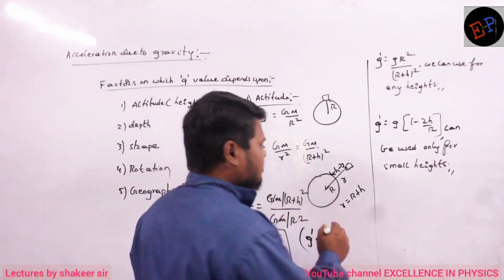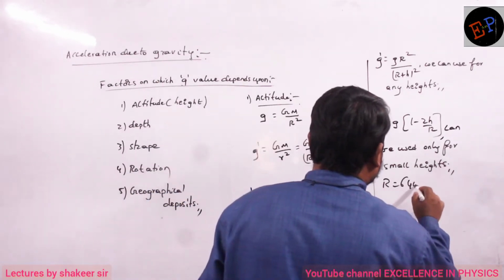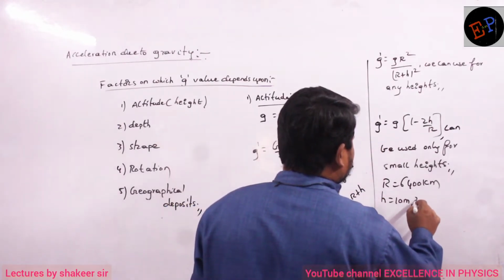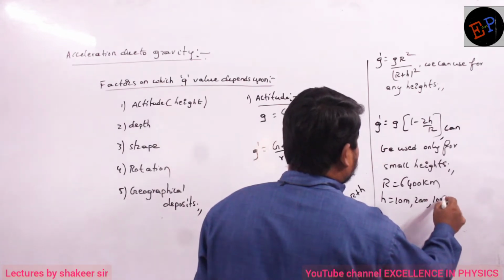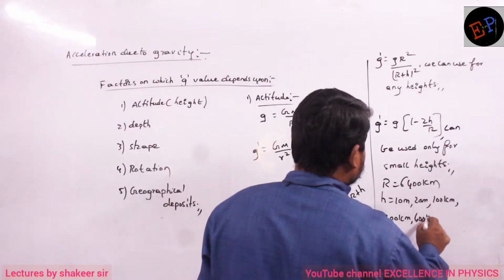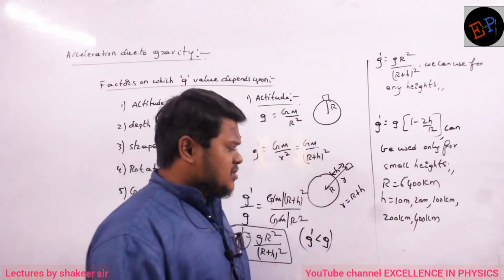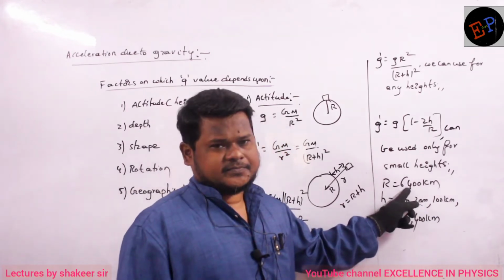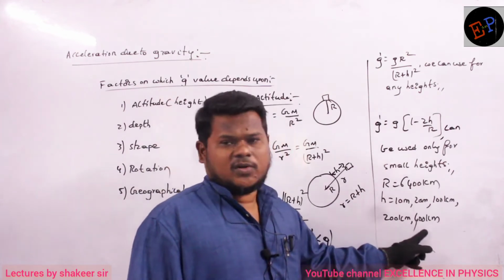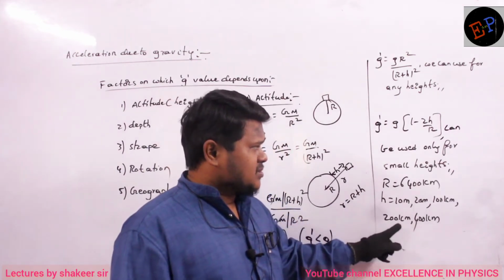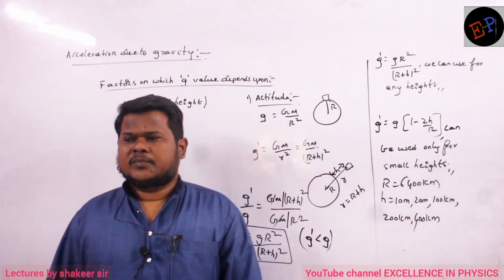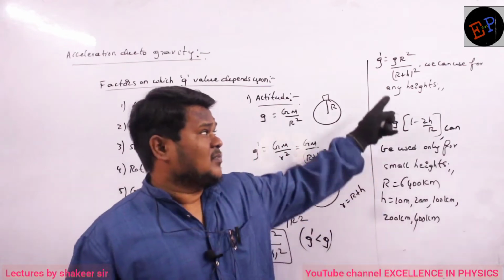What is the radius of Earth? Radius of Earth is 6400 kilometers. So when height is 10 meters, 20 meters, 100 kilometers, 200 kilometers, 400 kilometers from the surface of Earth, these values are very small when compared to the radius. So for such small values, you can use this relation and you will get the answer approximately. But if you want the exact answer, go for the other equation.